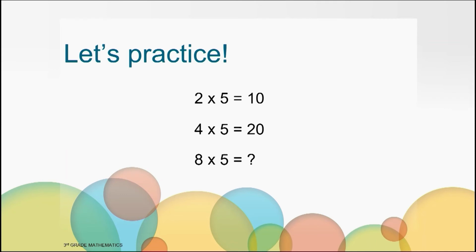Then what is 8 times 5 equal to? If we double the 4 to 8, then that doubles the amount of groups we have. So then we double the 20 to get to 40. So 8 times 5 is 40.